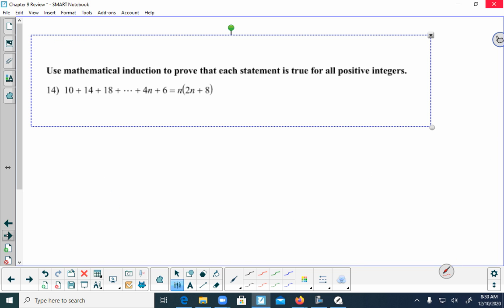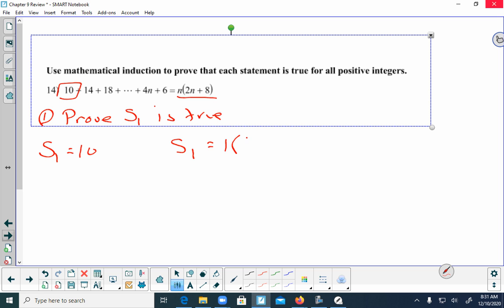The next one, use mathematical induction to prove each statement is true for positive integers. Remember, these come in 3 steps. The first step is you have to prove that it works for S sub 1. Prove S1 is true. So if I look at this, the sum of the first term is 10. If I put in 1 to this formula here, I'm going to have 1 times 2 times 1 plus 8. So I'm going to have 1 times 10, which is 10. So it is true for the first.